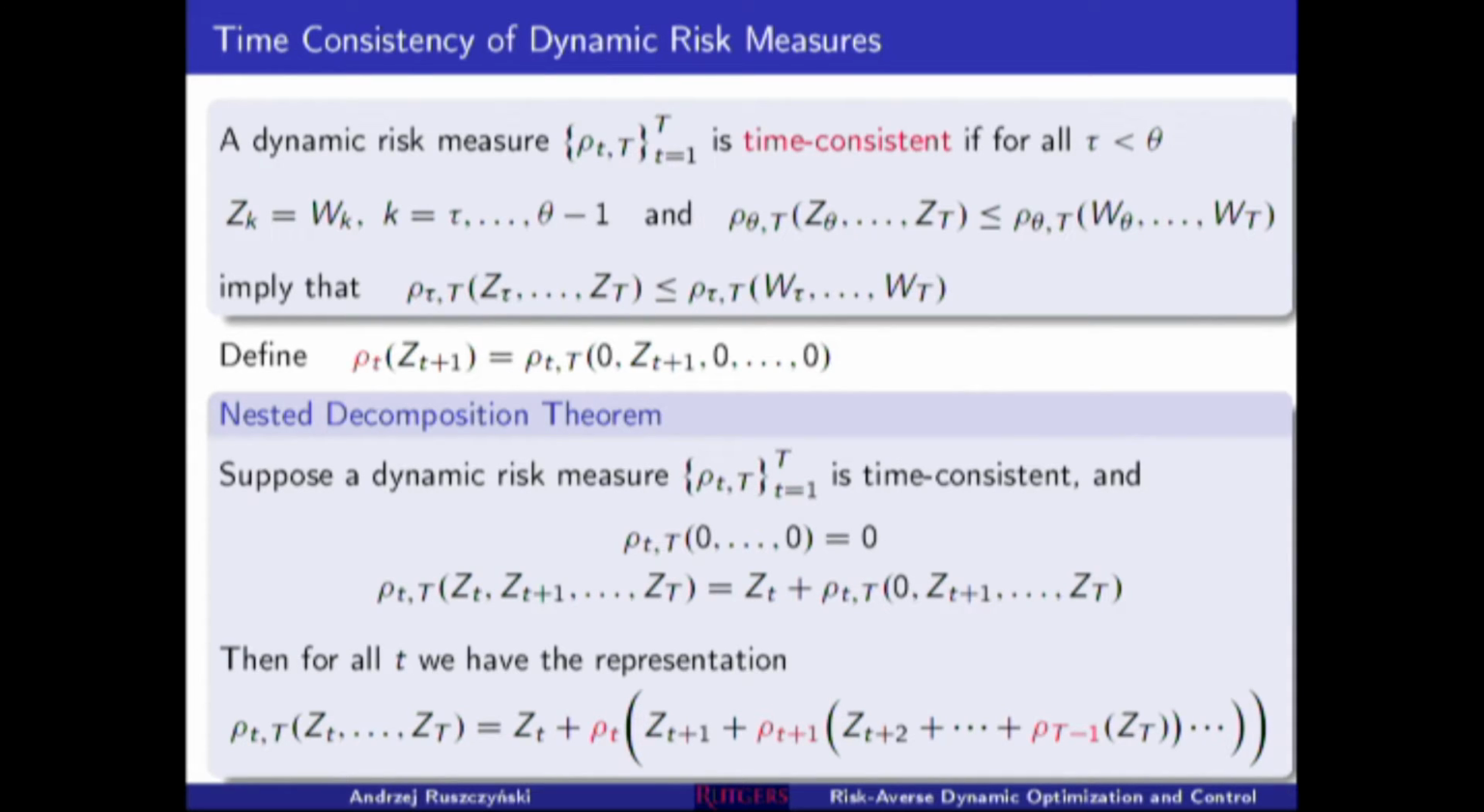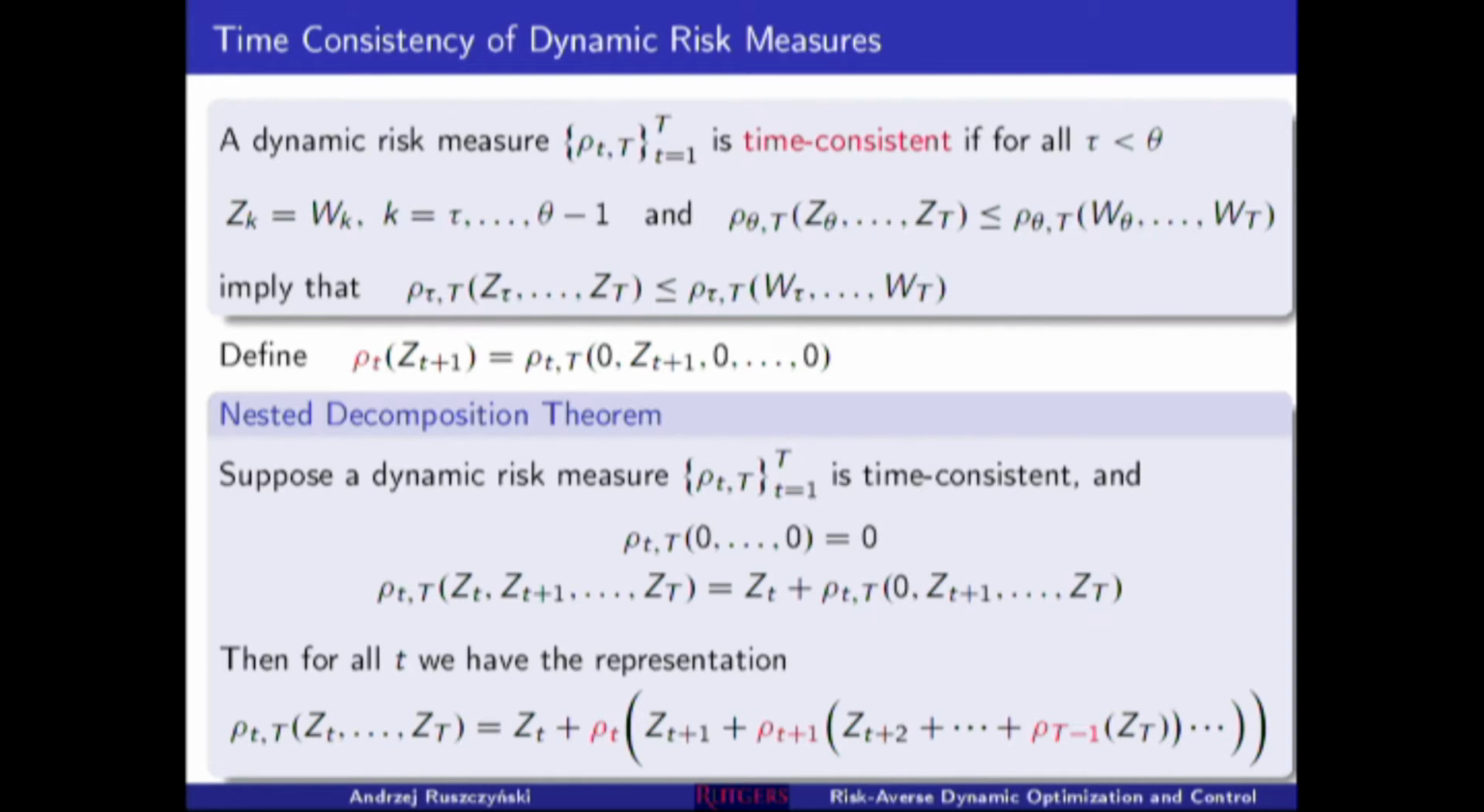Now, it turns out that if this time consistency property is satisfied, then we can dramatically simplify the structure of the risk measures. We define a one-step risk evaluation as the risk of a very special sequence, which has 0 today, something random tomorrow, and zeros to the very end. This is just a one-step risk evaluation. And it turns out that the entire dynamic risk measure can be expressed in terms of these one-step risk contributions.